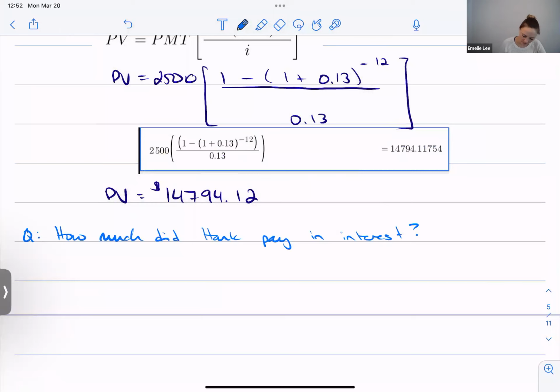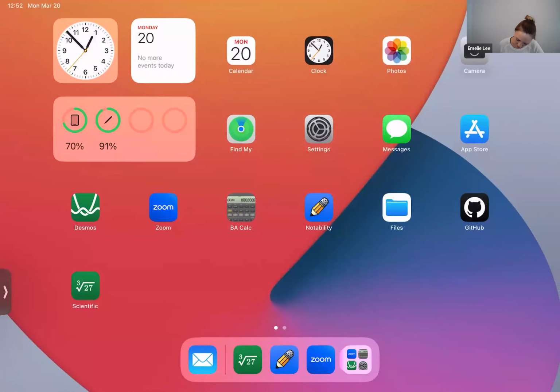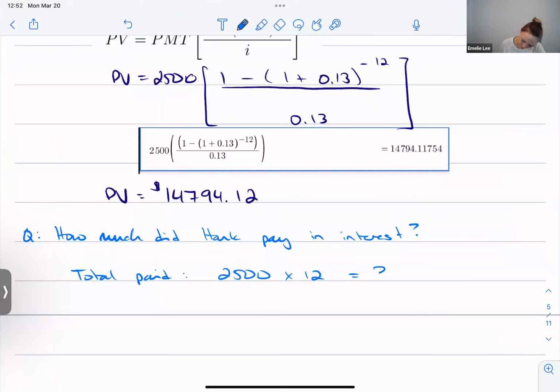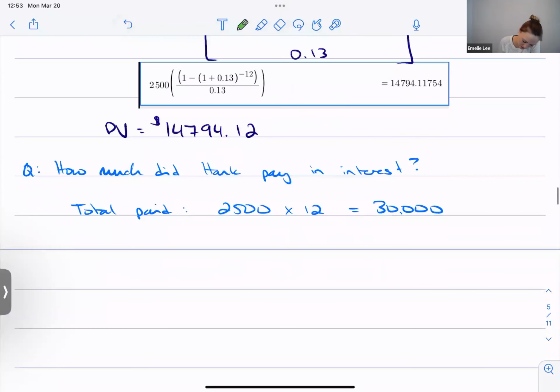Right. The total paid is 2,500 times 12 years, right? 2,500, let's see here, times 12 is 30,000. Yikes. Right, why do I say that? Why do I say yikes? So he paid 30,000 to borrow less than half of that, 14,794.